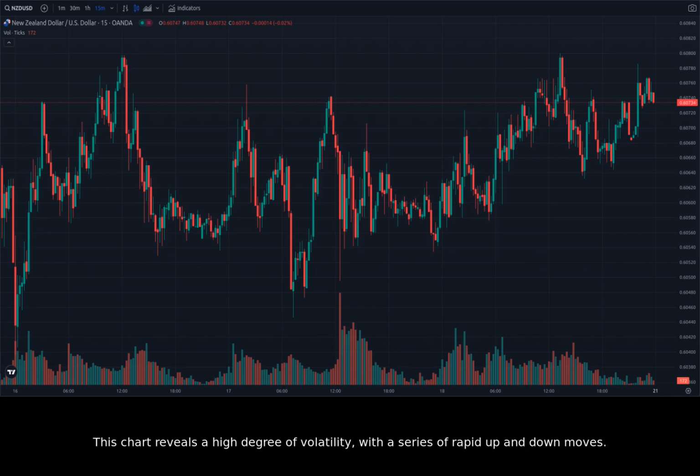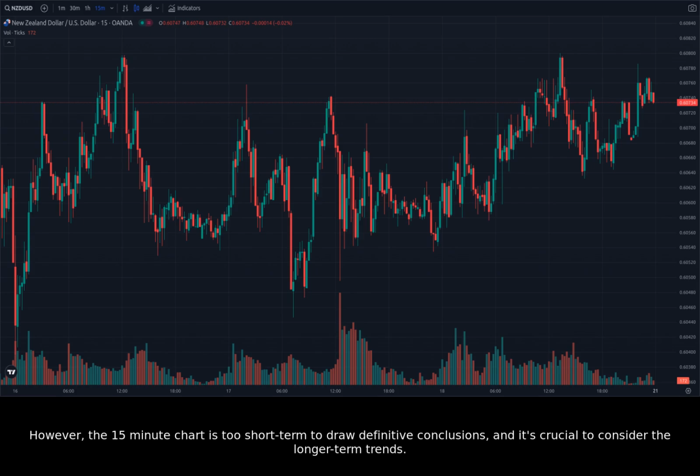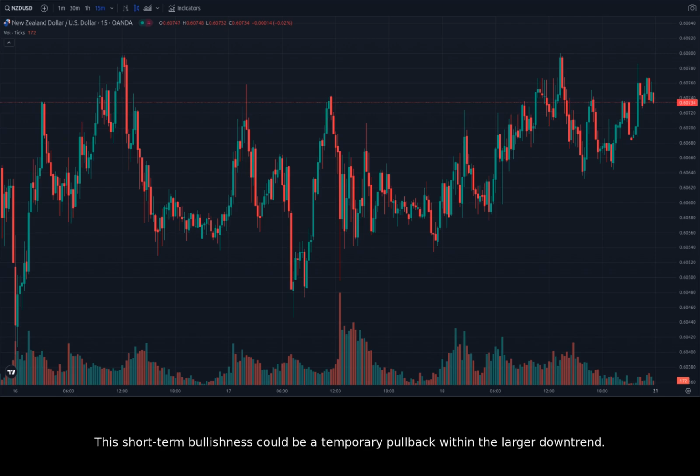This chart reveals a high degree of volatility, with a series of rapid up and down moves. The recent price action is indicating a potential short-term bullish trend, with buyers showing strength in pushing the price higher. However, the 15-minute chart is too short-term to draw definitive conclusions, and it's crucial to consider the longer-term trends. This short-term bullishness could be a temporary pullback within the larger downtrend.